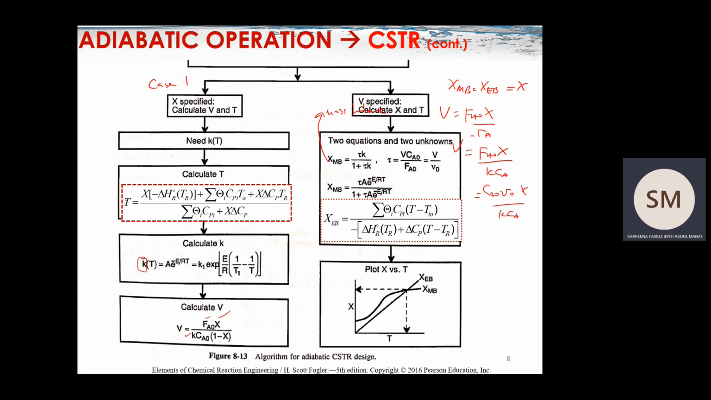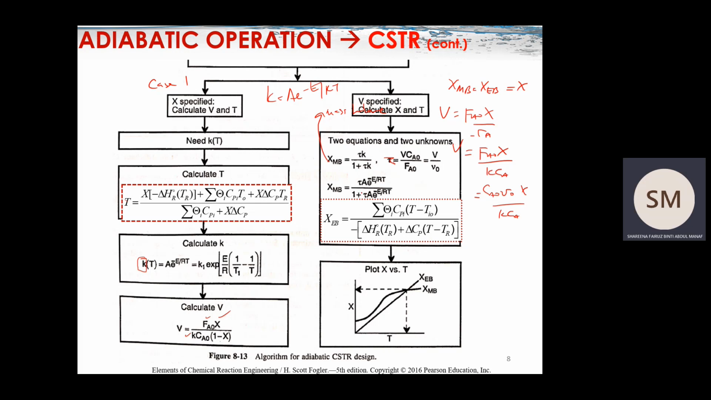In this case, you can play around with this equation in terms of tau, because you want to relate k. So the k will remain here. Just replace k with the Arrhenius equation.